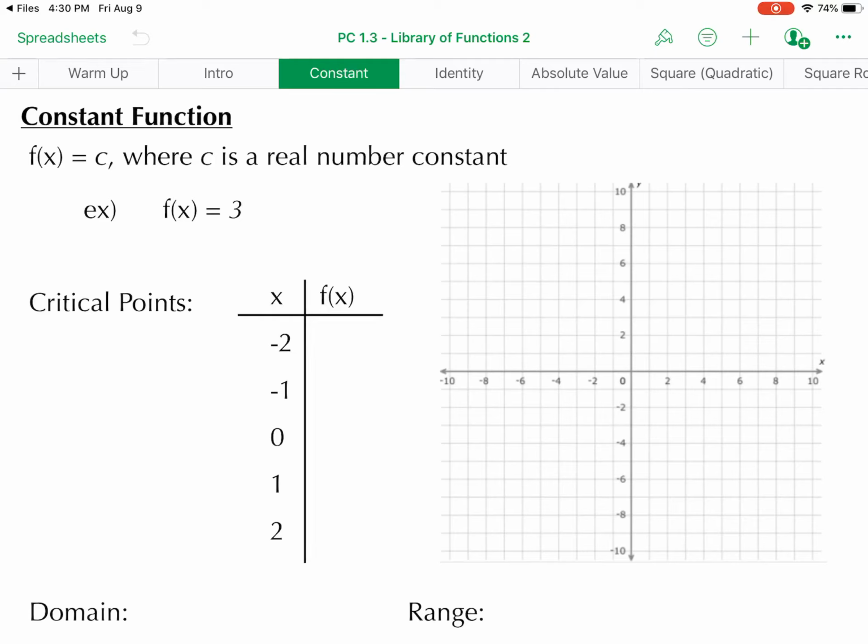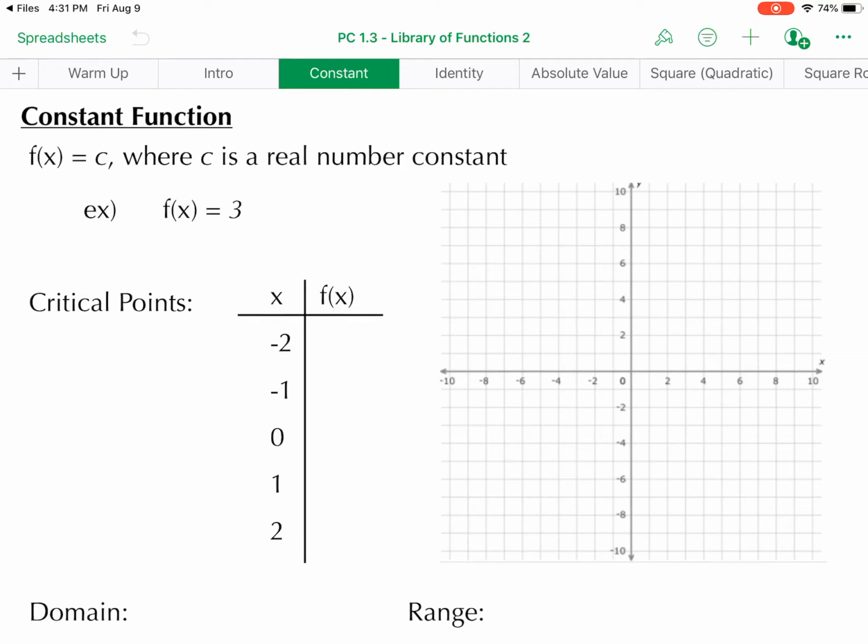All right? The first type of function in our library is known as the constant function. F of x is equal to some constant c that represents a real number. So as an example, f of x equals the constant of 3. Now, the critical points for this one really could be found with any x values, but I've just set up a table here using the x values between -2 and 2.